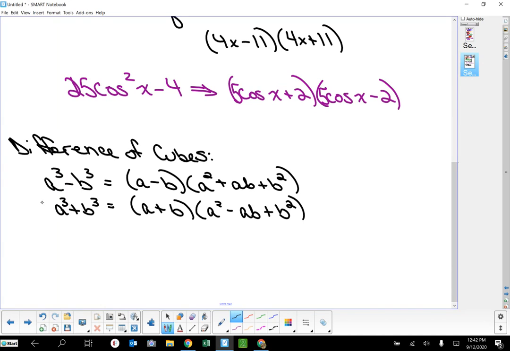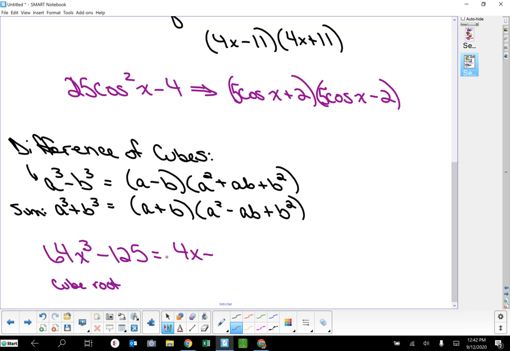Okay, so the first one's difference, the second one is sum. And here's a numeric example. If you had, for example, 64x cubed minus 125, you're taking the cube root. If you don't know how to do that, come see me. But the cube root of 64 is 4, and the cube root of x cubed is x. So this would be 4x minus the cube root of 125, which is 5.